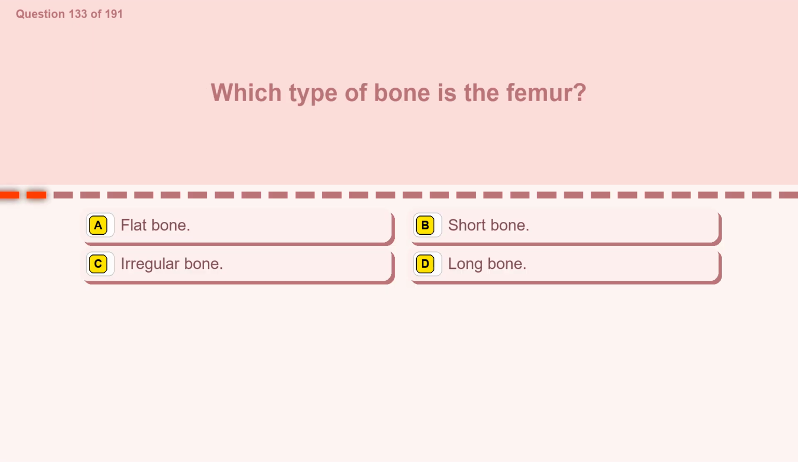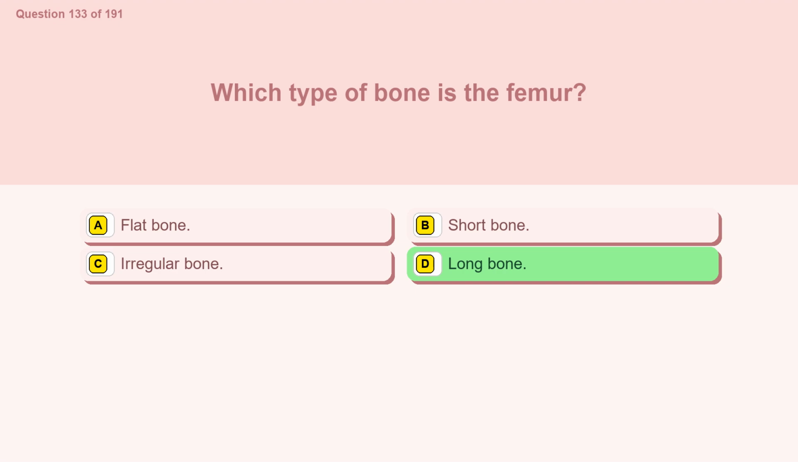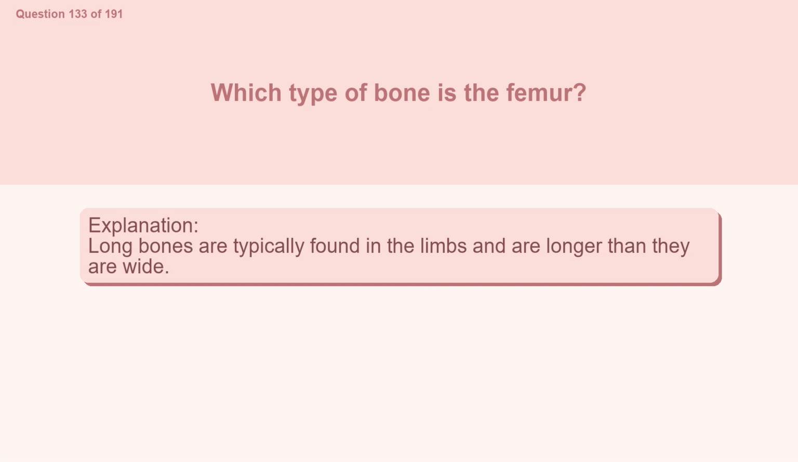Question 133. Which type of bone is the femur? Option A, flat bone. Option B, short bone. Option C, irregular bone. Option D, long bone. The correct answer is option D, long bone. Long bones are typically found in the limbs and are longer than they are wide.